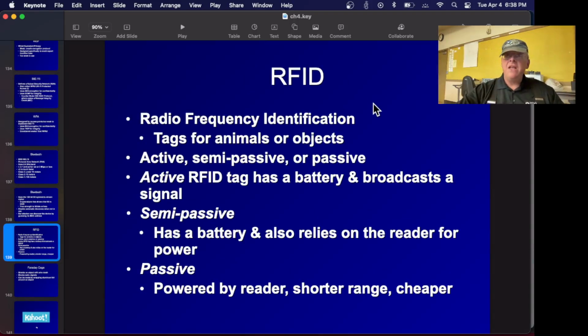Then there's RFID, which are these tags you put on devices that can be scanned with a radio frequency scanner. Active tags have a battery. Semi-passive have a battery, but also rely on the reader for power. And passive ones are powered by the reader, so they have an antenna that absorbs a signal from the reader and then echoes back the answer using the power collected from the reader. And this is the sort of thing you have in modern credit cards. You can just wave it past a reader.